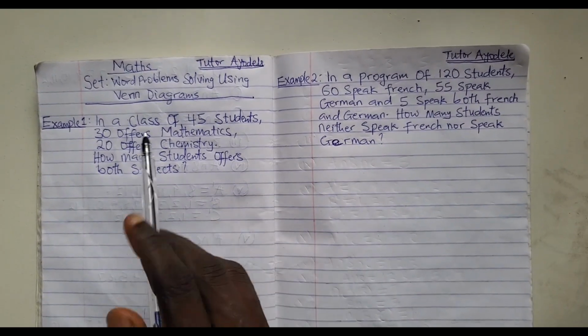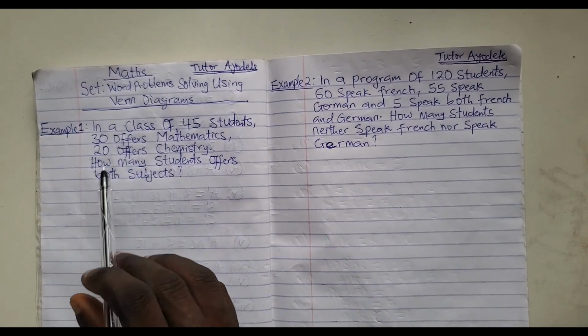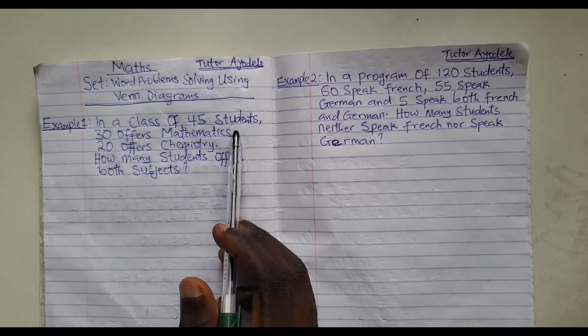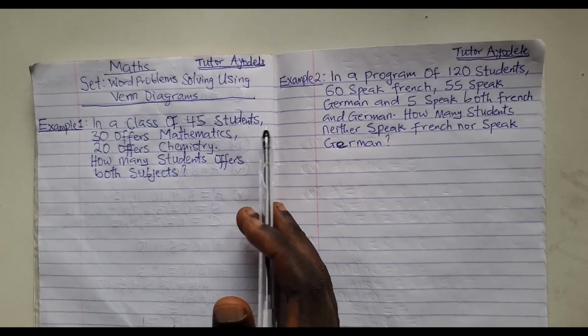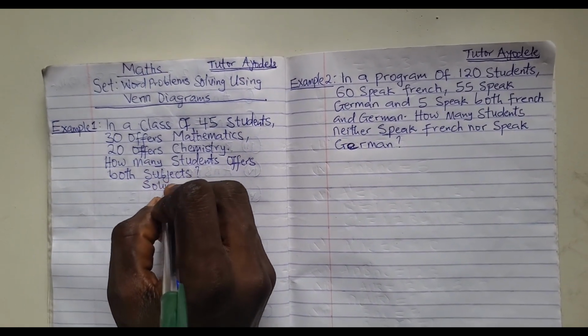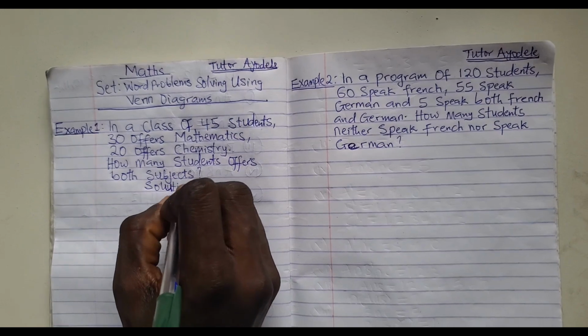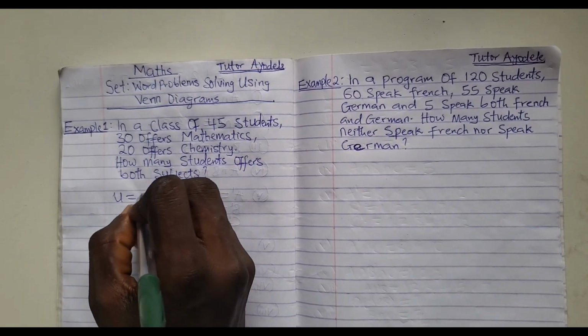In this class, we'll be solving this problem using a Venn diagram. The question says, in a class of 45 students, that is, the total students in the class are 45. So in sets, let's write our solution first. In sets, that 45 simply means our universe.